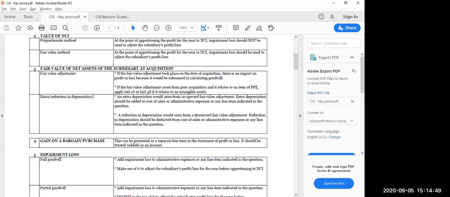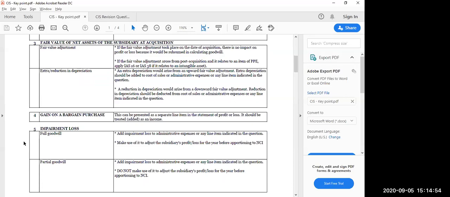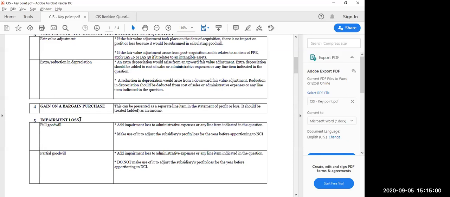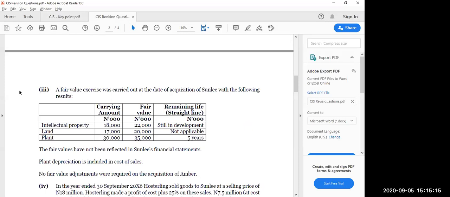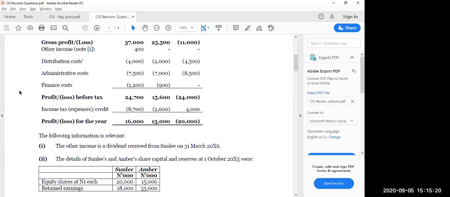We have checked number four, of course, there was no gain on the bargain purchase. And lastly, we have identified the impairment loss on the goodwill. The impairment loss on the goodwill was 1.6 million, and we have added it to administrative expenses. So if I take you back to that question, additional information three is down. We have used it. Additional information two has also been used.